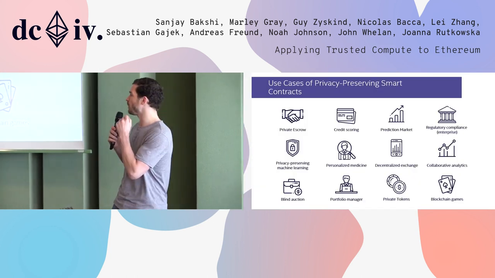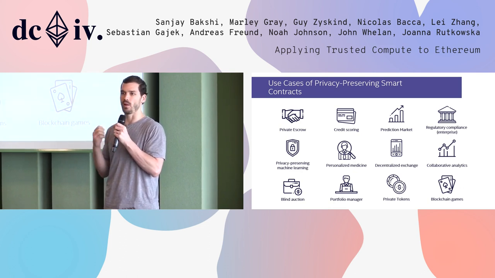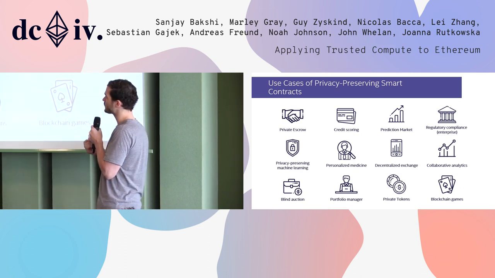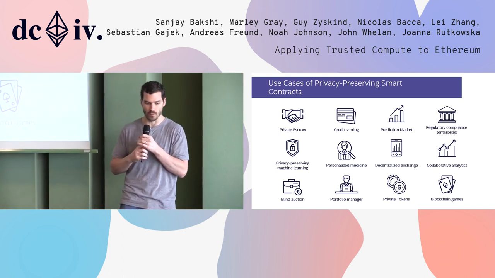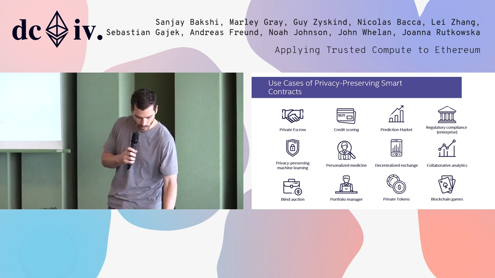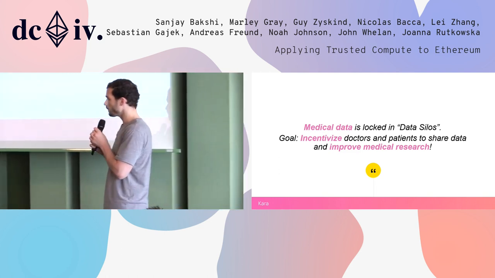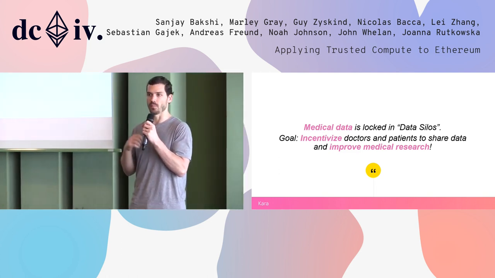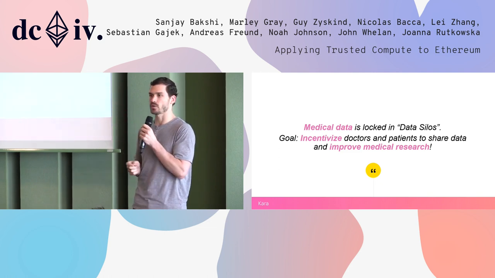Okay, so once you can protect data on a smart contract platform, this opens the door for a lot of really exciting applications. Here's a list of some of them. Many of these are already being developed on the Oasis platform, things like credit scoring and decentralized exchanges. I want to talk about one application that's especially exciting. This is called Kara, and Kara is being deployed on Oasis. It's designed to solve the problem of data silos around medical data.